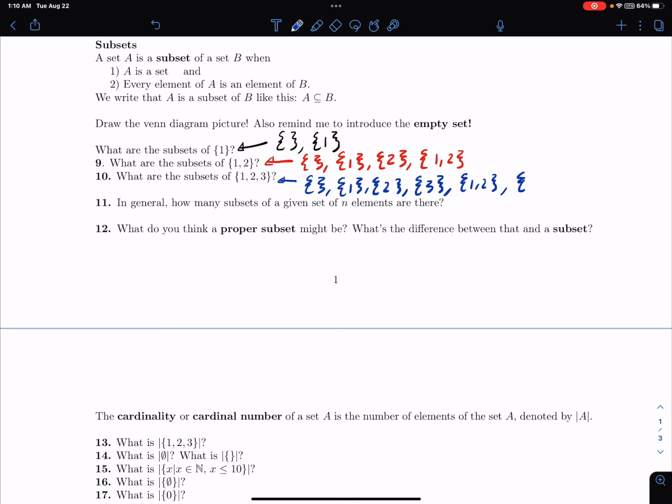Okay, so let's continue. So I have those. I have 1 and 3. That set. I also have the set with 2 and 3. And then lastly, I have the set with all 3 elements, 1, 2, and 3.